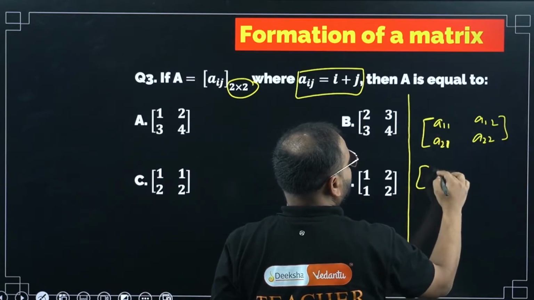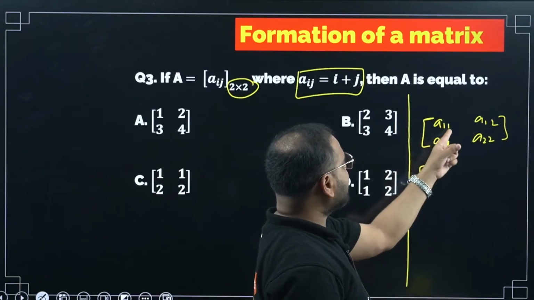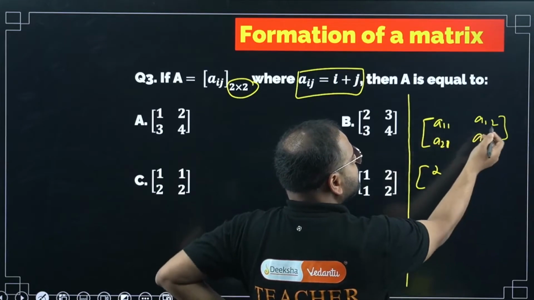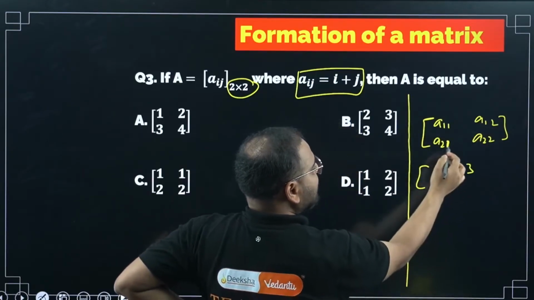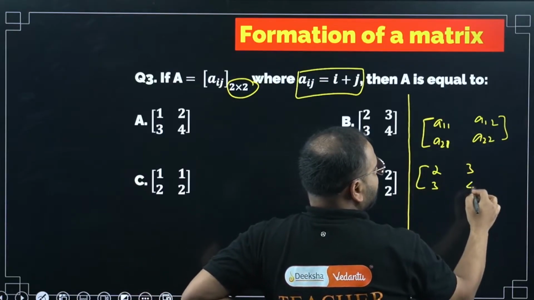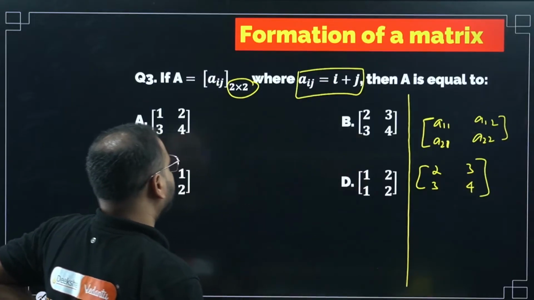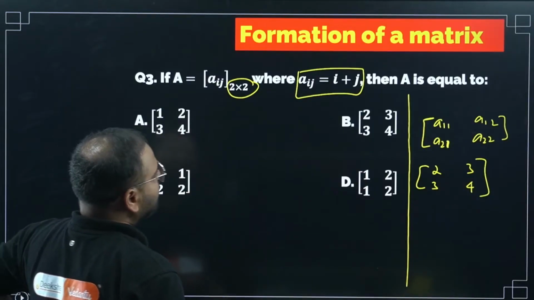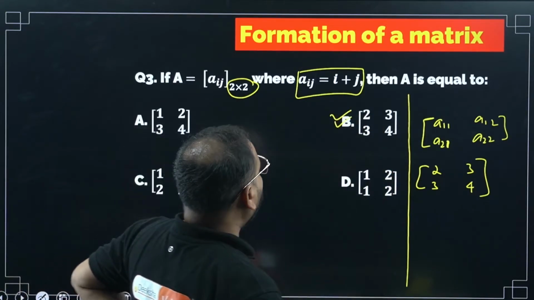1 plus 1 will be 2, because i is 1, j is 1. Check here. i is 1, j is 2, so 1 plus 2 will be 3. i is 2 and j is 1, so 2 plus 1 is 3. i is 2, j is 2, so 4. What is my matrix? 2, 3, 3, 4. That is my option B.